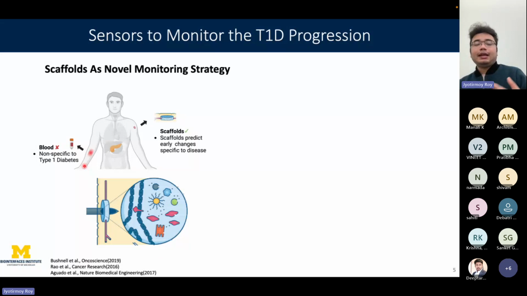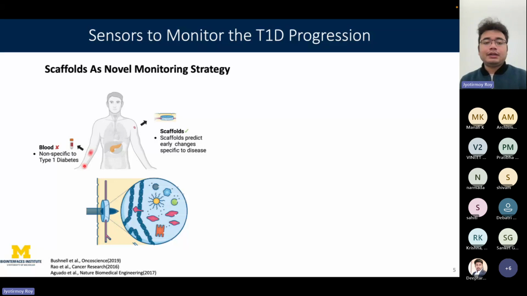Now you can really understand that once the scaffold is inside the skin of the mouse, inside the body of the mouse, for 3 weeks, it captures all the immune changes which were happening inside the mouse over this span of 3 weeks, as compared to blood, which is more of a snapshot of the change, as I mentioned.